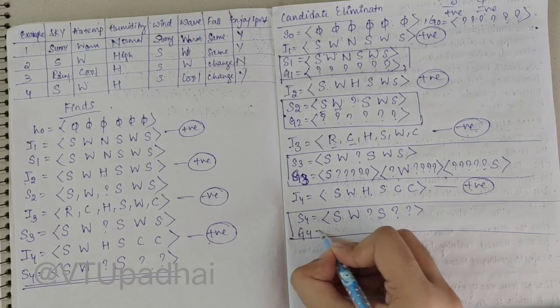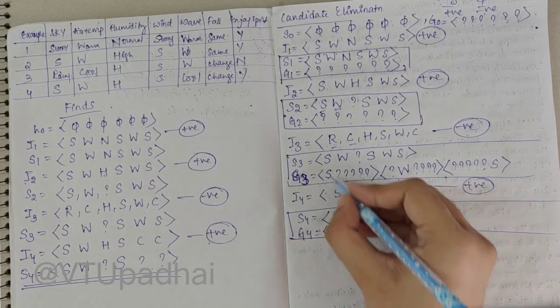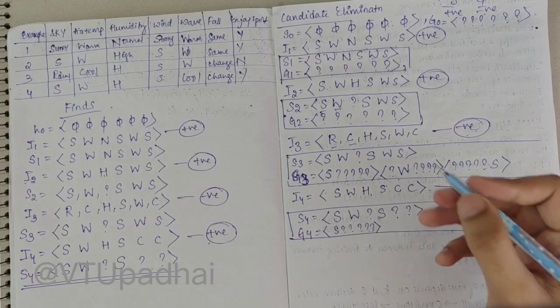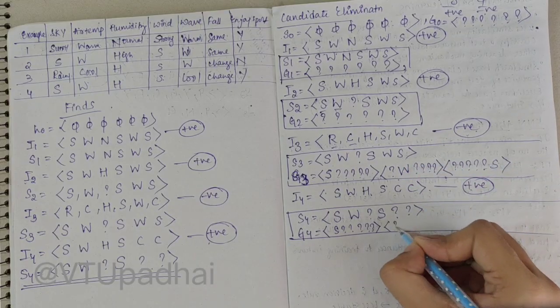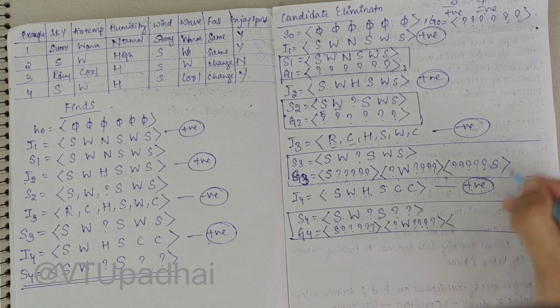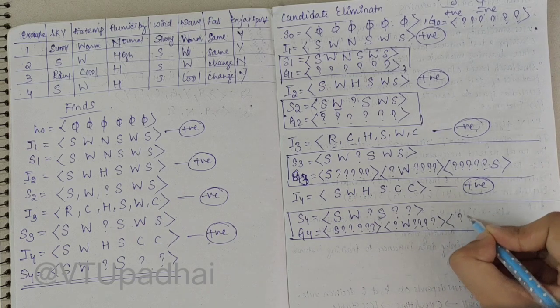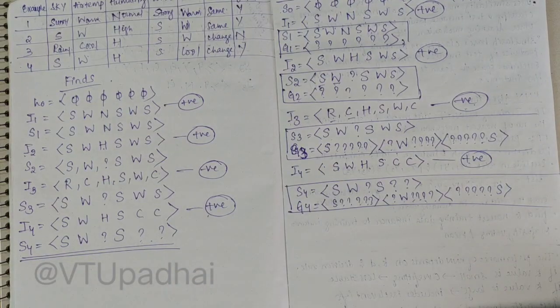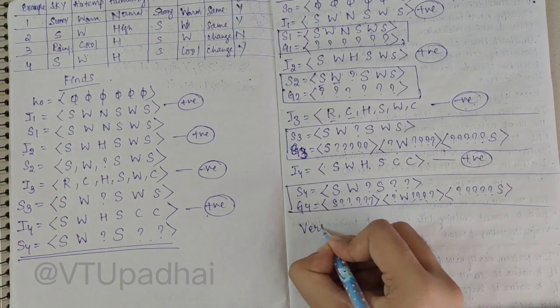Now writing the G4 value, here I have Sunny, I'll write it as it is. So S, question mark, question mark, question mark, question mark, question mark, followed by whatever is there in warm, I'll write it as it is, 6, and then this S also I'll write as it is. Now that I've obtained the S4 and G4 values, now I need to write the version space, right?